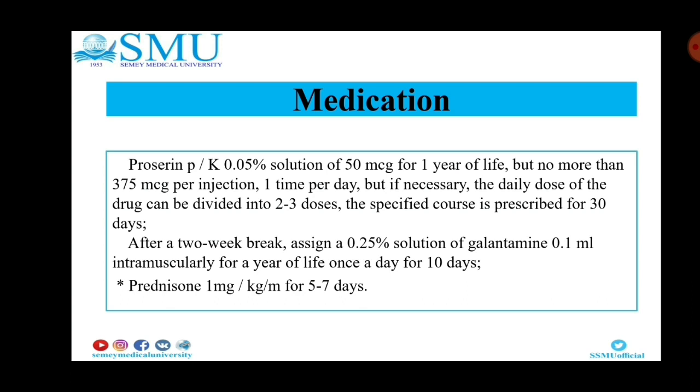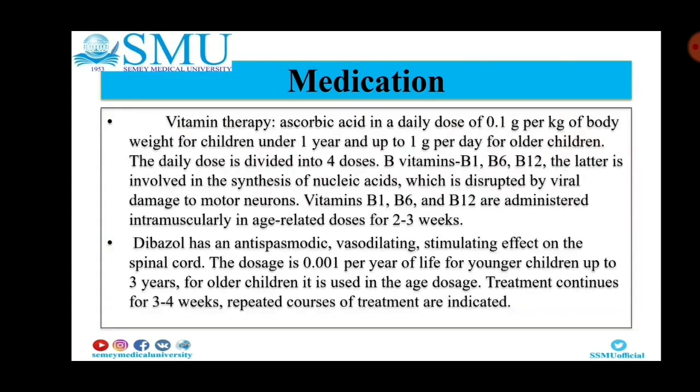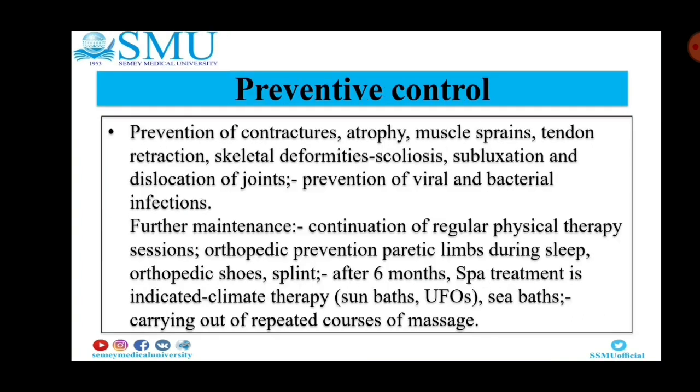And hormones, prednisolone 1 milligram per kilogram for 5-7 days. And vitamin therapy and antispasmodic therapy, it's dibazol. Preventive control: prevention of contractures, atrophy, muscle sprains, tendon retraction, skeletal deformities, scoliosis, subluxation and dislocation of joints, prevention of viral and bacterial infections.